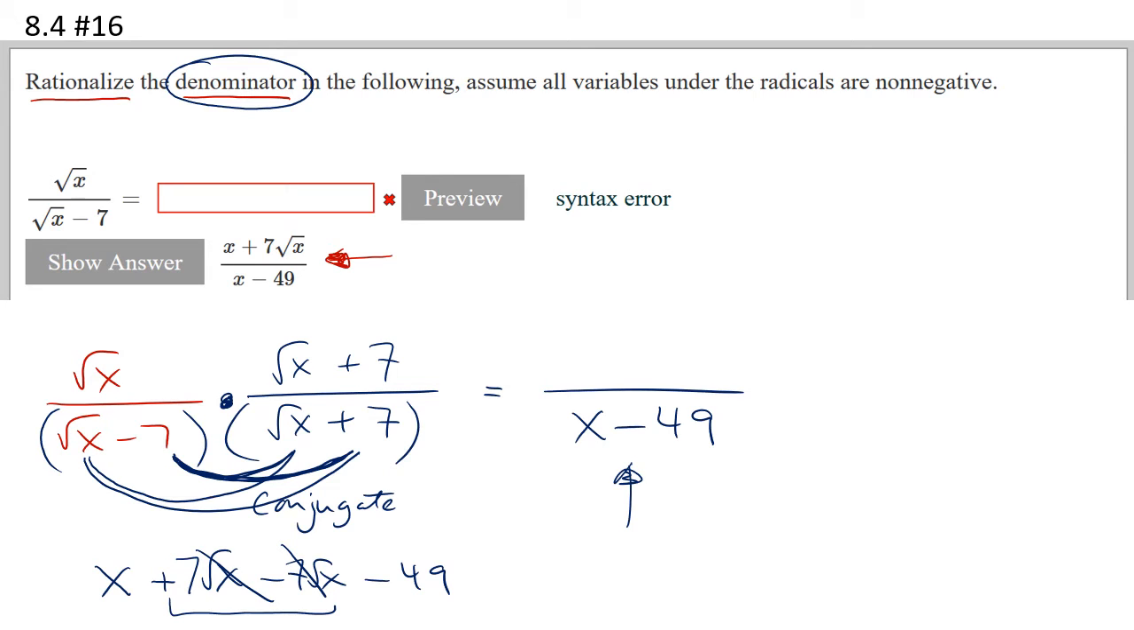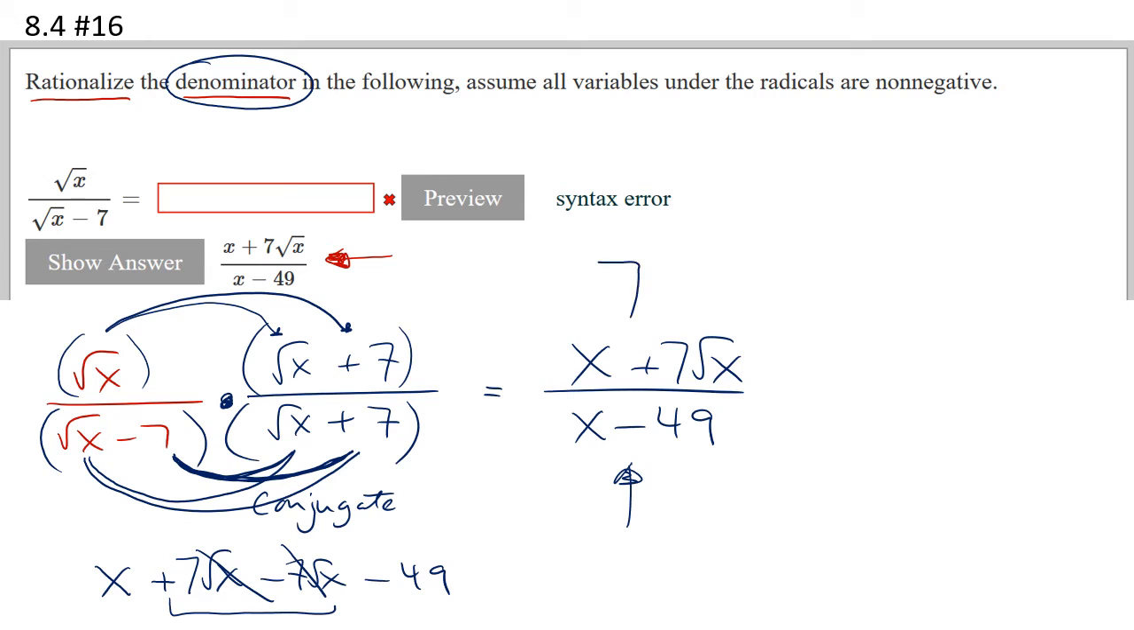Now all we got to do is multiply the tops together. So at this point, it's one term multiplying two terms. If I multiply the square root of x times the square root of x, it becomes x. And then the square root of x times 7 becomes a positive 7 square root of x, which is the exact same thing as our answer right there.